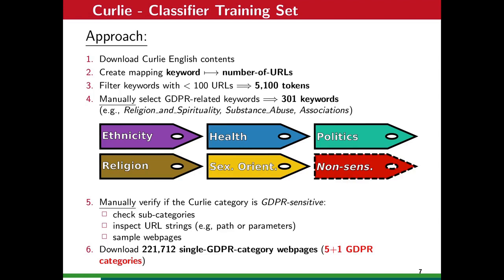It is interesting to highlight that, as a side effect of our manual validation in the fifth step of this approach, all the URLs that were selected but that ended up not belonging to any one of the 5 GDPR sensitive categories are added to a special 6th category, where we include all the non-sensitive content.